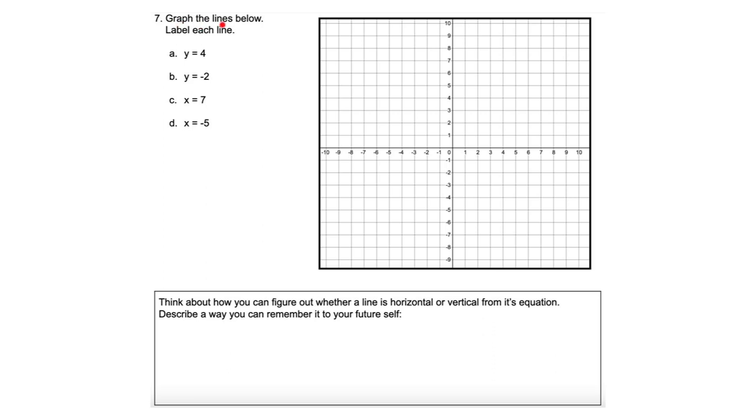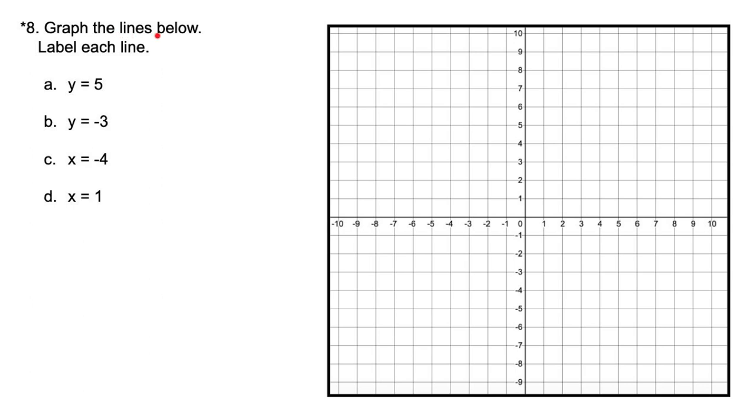You will graph these lines for number 7 on your given paper graph and label each line. So you're going to label them either with the A or with y equals 4, the equation. They're pretty short. And then you're going to write in this box describing how you can tell if it's horizontal and vertical from its given equation, and describe the way you can remember it for your future self. How are you going to remember this to look back over your notes?